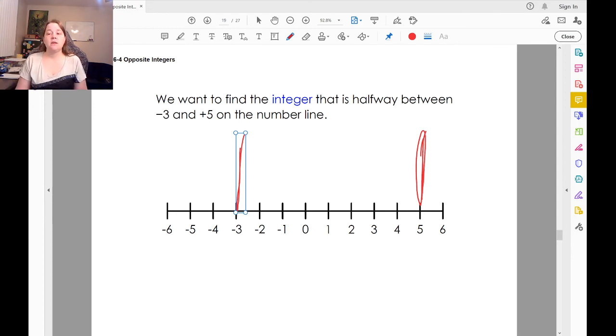So if we start off at each of these numbers and we take 1 step in, that's 1 step. Take another step in, 2 steps, another step in, 3 steps, and you can see that the middle, the halfway point between -3 and 5 is going to be 1. That's the midpoint.